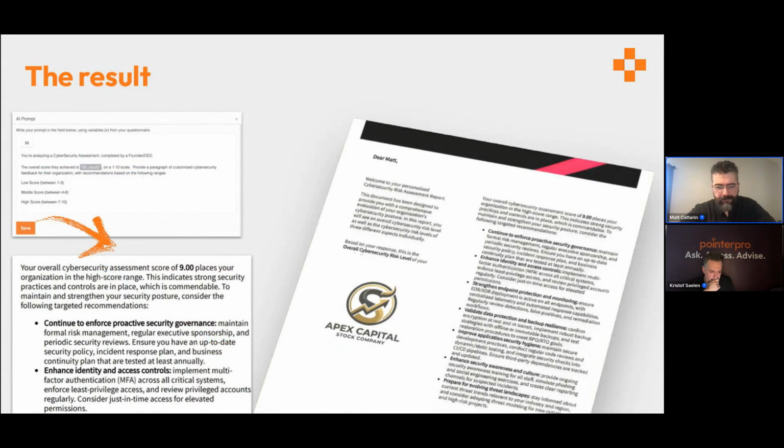So here's the result. The feedback in the report first mentions the respondent score out of 10, a 9 in this case, as you can see. It mentions that this certainly falls within their high score range, as we wanted it to. And then it provides additional feedback on things like security governance, access controls, security awareness, and more right within the report. And it looks great as well.